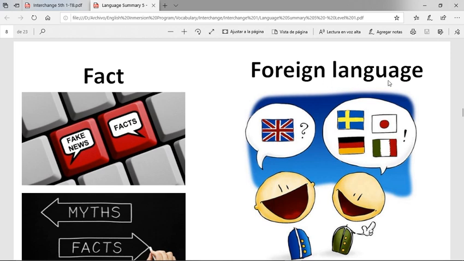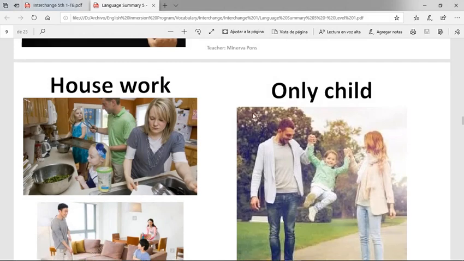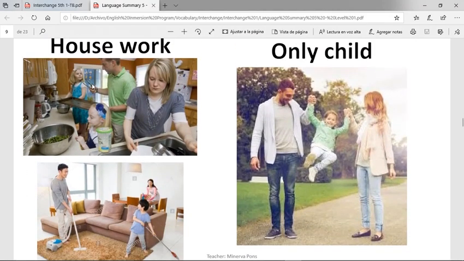Okay? A foreign language. A foreign language is a language that is not from your country. Maybe if your mother language is Spanish, then a foreign language can be English, German, Swedish, Japanese, or any other. Housework, also known as chores, is the work that we do in our house. Housework, work in the house. An only child is when you are the only descendant, the only child from your parents, basically. If you don't have brothers or sisters, you're an only child.